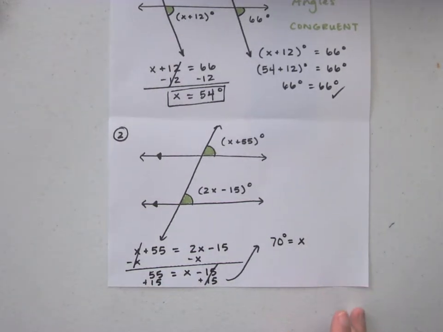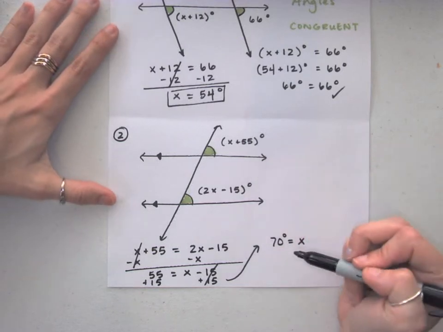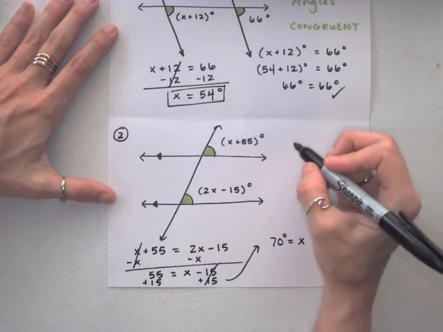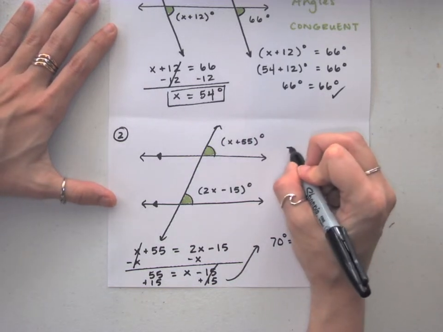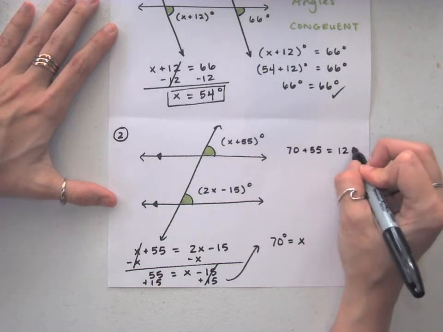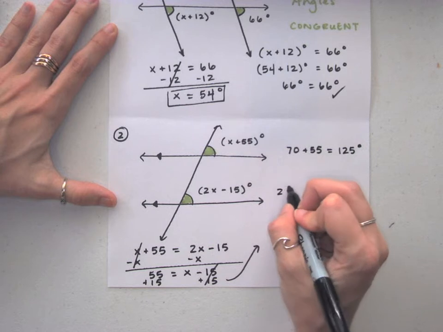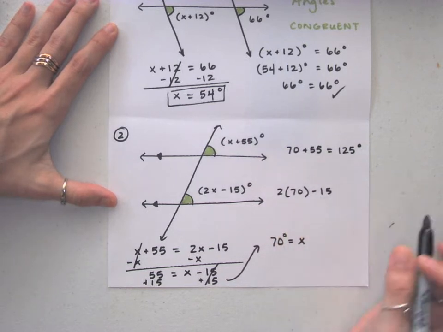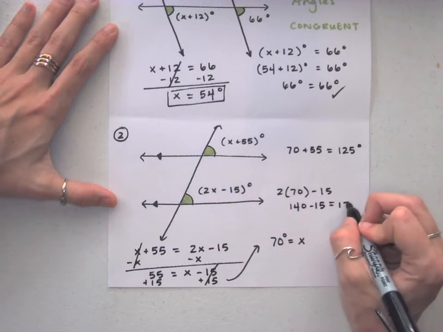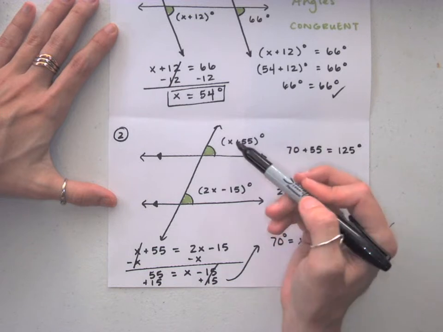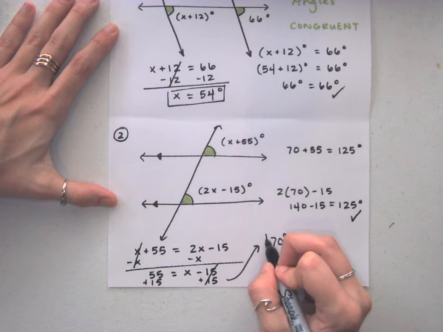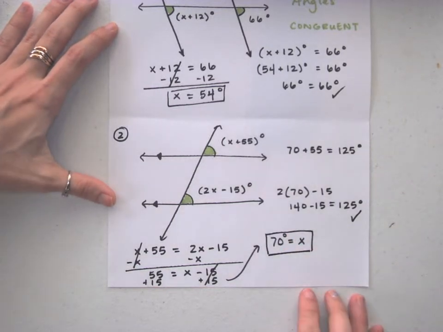And then let's just double check. We can make sure this is correct by substituting this information into each of our original given angles. So if this is true, then 70 plus 55 equals 125 degrees. And we have 2 times 70 minus 15. 2 times 70 is 140. Minus 15 is 125 degrees. And these are supposed to be equal. 125 degrees equals 125 degrees. That's true. So x is 70 degrees.